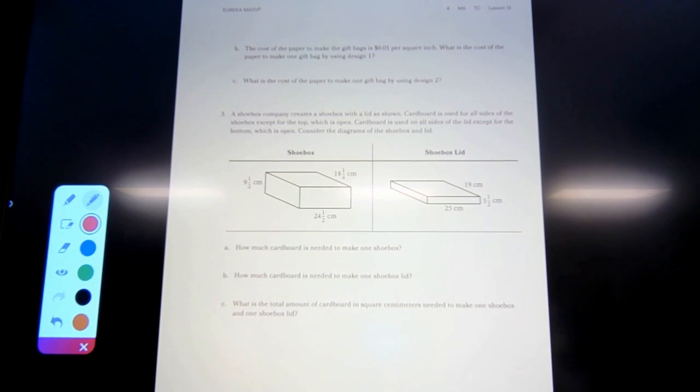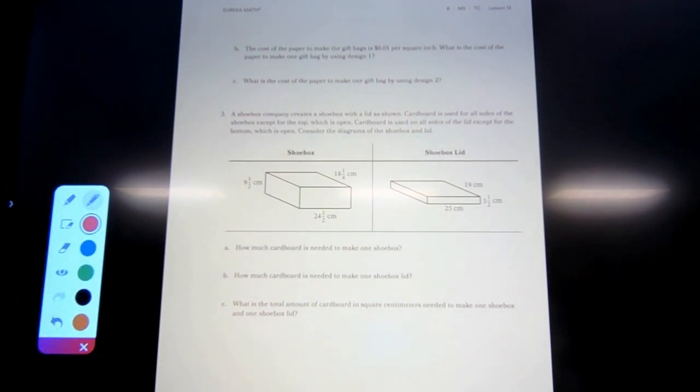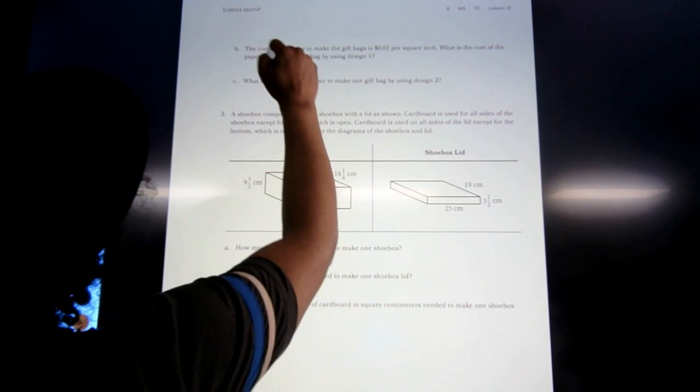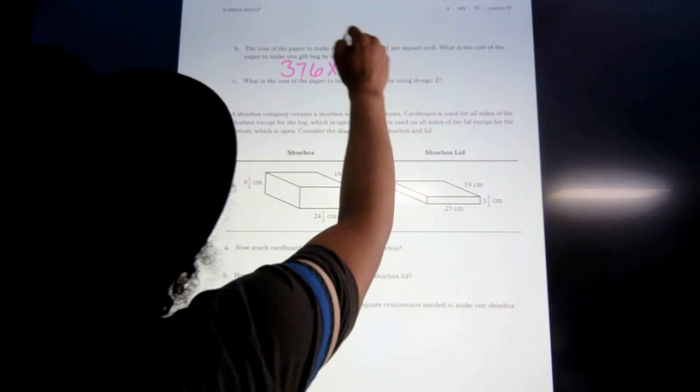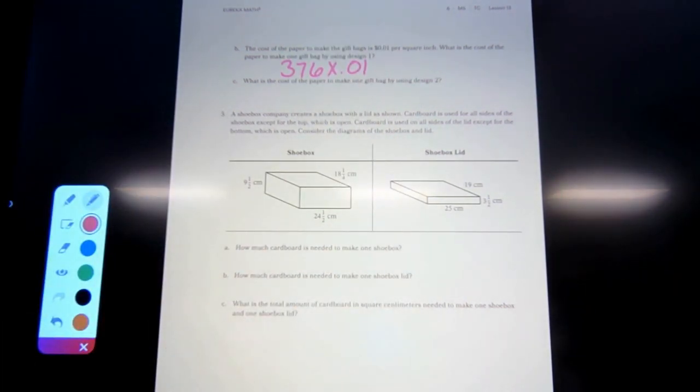The cost of the paper to make the gift bags is 1 cent per square inch. So what is the cost of the paper to make one gift bag by using design 1? Luckily for us, this time they actually had it in inches already. So we know that the surface area for design 1 was 376. So we want to multiply 376 by 1 cent, and we get $3.76.